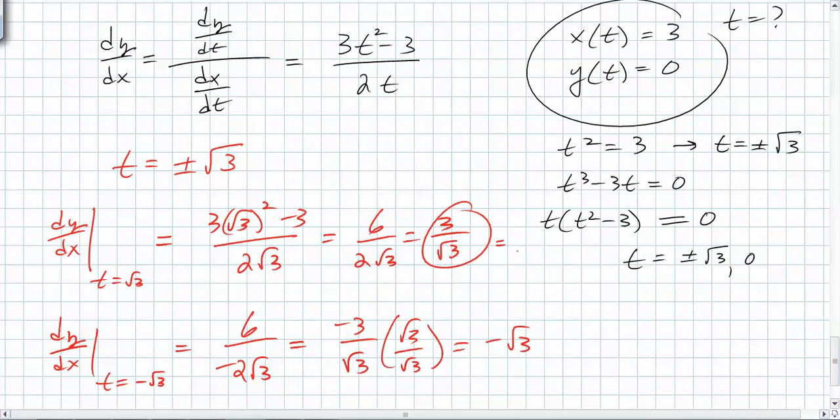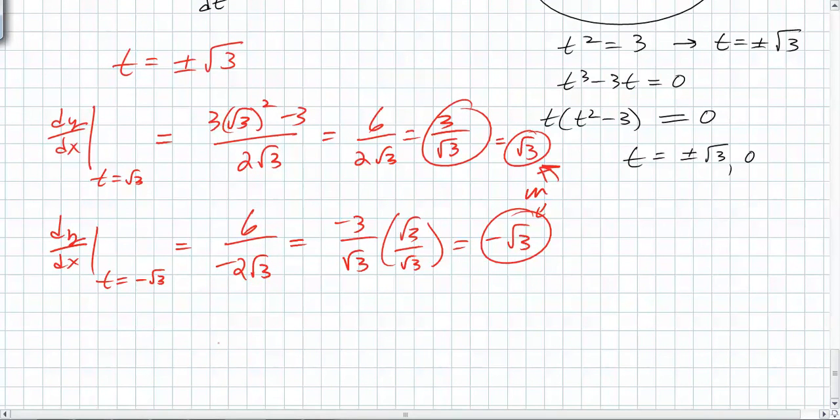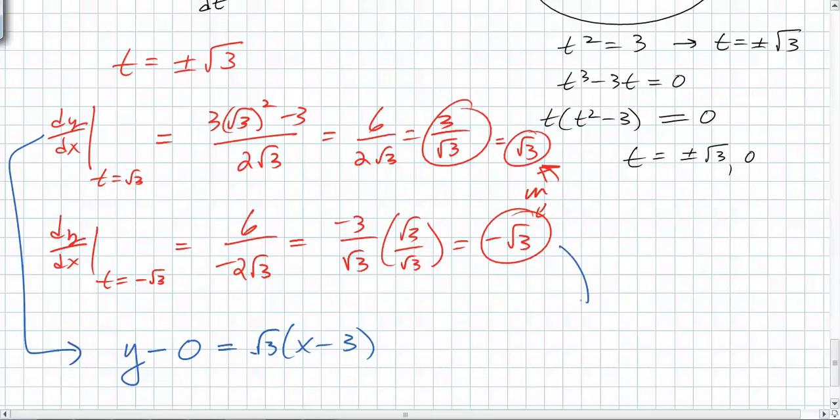And the other one ends up with root 3. So you have the slopes. These are the slopes at the two points. At the top one, the slope is root 3, and the point is (3, 0). So they asked you for the equation, right? So it's going to be y minus 0 equals root 3 times (x minus 3). And then this one's going to be y minus 0 equals negative root 3 times (x minus 3). Exactly. We good so far?